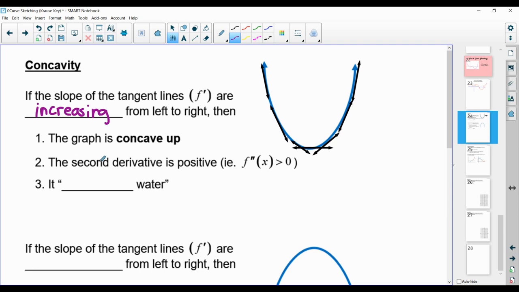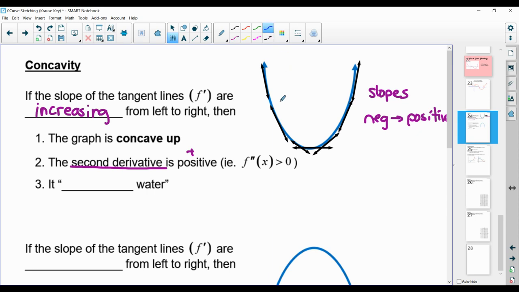We can check for concavity using the second derivative. So if something is concave up, the second derivative is positive. In other words, the second derivative is greater than 0. And so when we're looking at our slopes, they are going from negative to positive. Essentially, they're getting bigger.